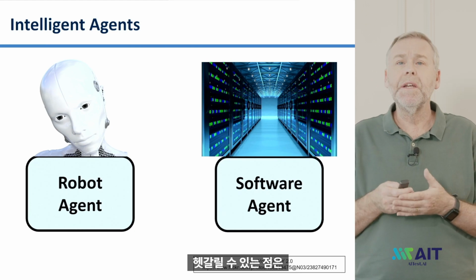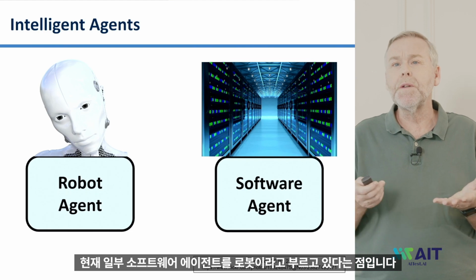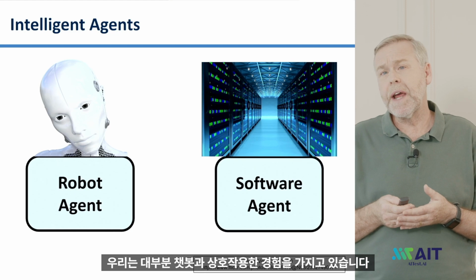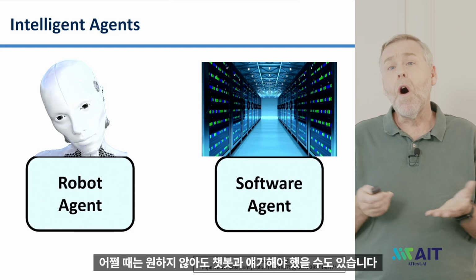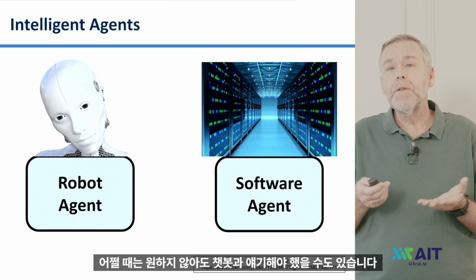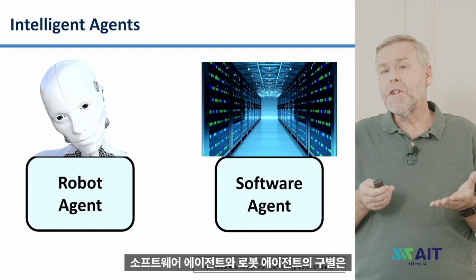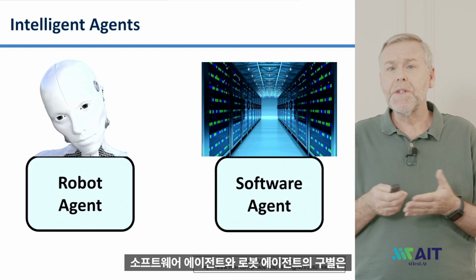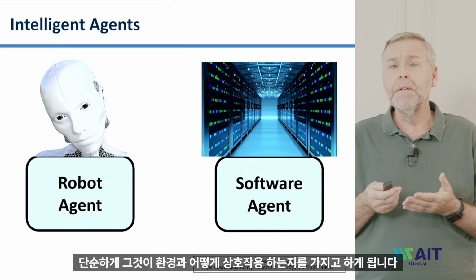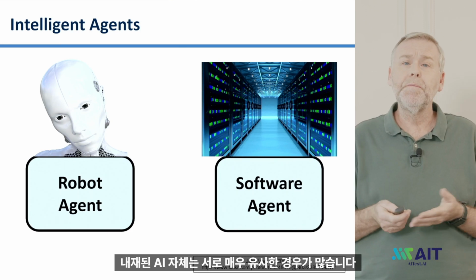Slightly confusing is the fact that we refer today to some software agents as bots. For instance, most of us will have experienced interacting with chatbots, often when we do not want to. However, having made this distinction, in terms of AI technology, software agents and robot agents typically only differ in how they interact with their environment. The underlying AI is often very similar.